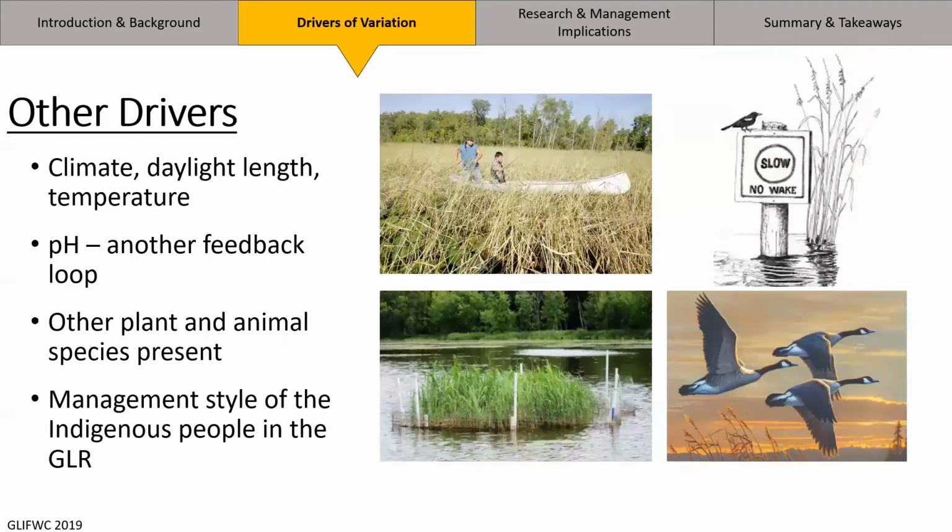Other drivers can include climate, daylight length and intensity, temperatures, and pH. However, wild rice can grow across a wide diversity of even these conditions. The absence or presence of other species is also a factor. The picture on the bottom left shows a caged-off wild rice stand at a site overgrazed by fish.